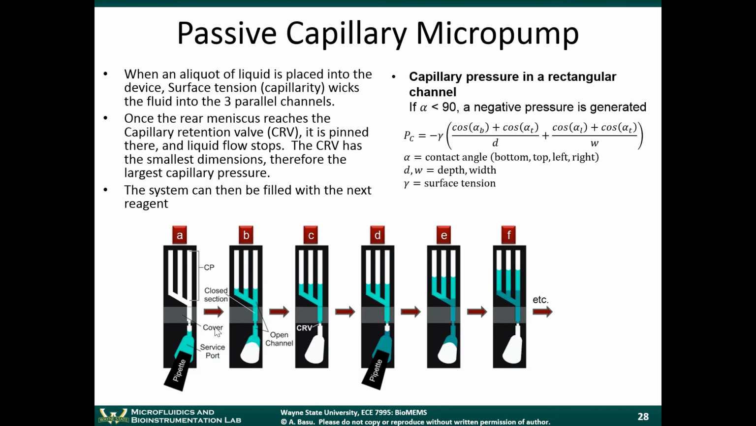All right, so the first one we'll talk about here is a passive capillary micropump. Passive meaning it doesn't require any external energy input. It's a relatively simple device in that sense. So this is how the device works. You have an aliquot of liquid that's placed into the device. Surface tension will wick the fluid into one of three parallel channels.